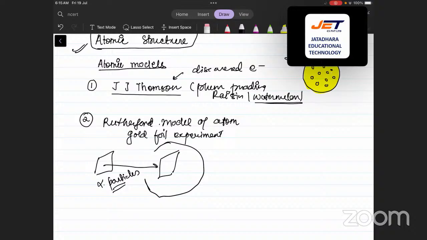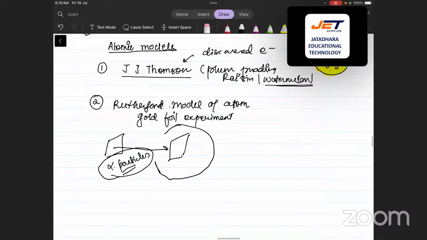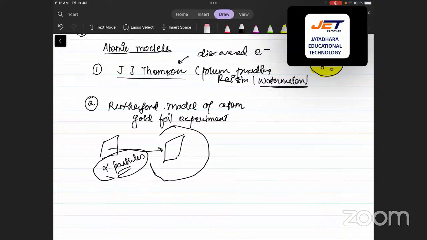We'll start with this: when I say alpha particles, what do you mean by alpha particles? Yes, Omkar is there, Gayatri is there, Bhaskar is there. So can you people tell me what are alpha particles?